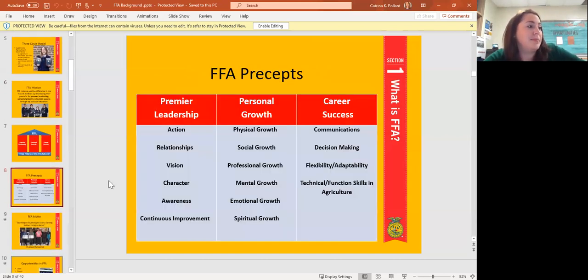All right. So these are some areas that fall in each of those. So action, relationship, your vision, your character, your awareness, being a continuous improver. Mr. Church tells us teachers all the time that he wants us to be better today than we were yesterday. And so that's continuous improvement. All right. Our personal growth is our physical growth, social growth, professional, mental, emotional, and spiritual, just growing as a person. All right. Our career success is being a better communicator, being an effective decision maker, flexibility, adaptability.